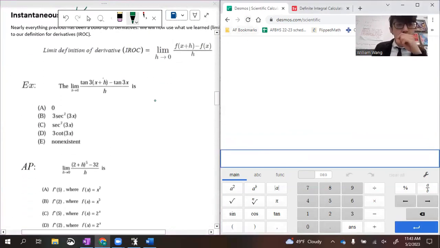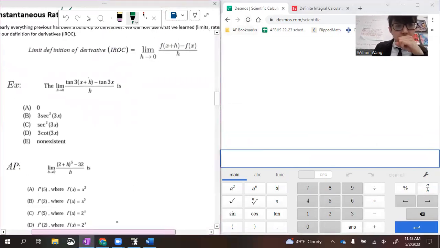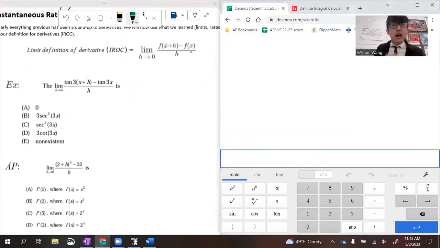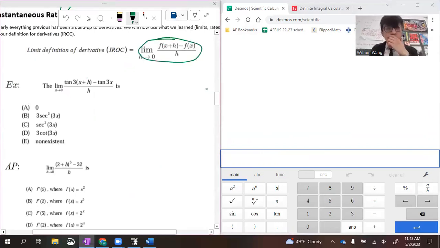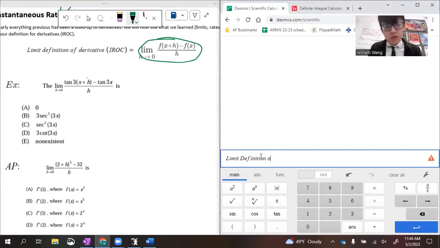All right, here we are applying the limit definition of the derivative. I'm going to circle that and just leave that written there. Okay, and let me explain that here. The limit definition of a derivative.